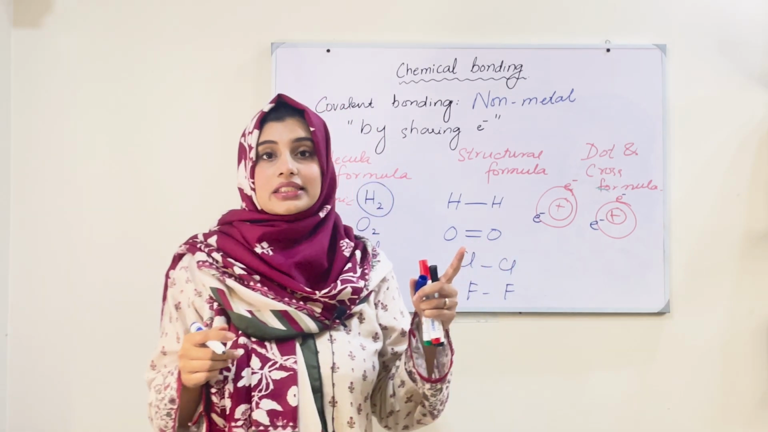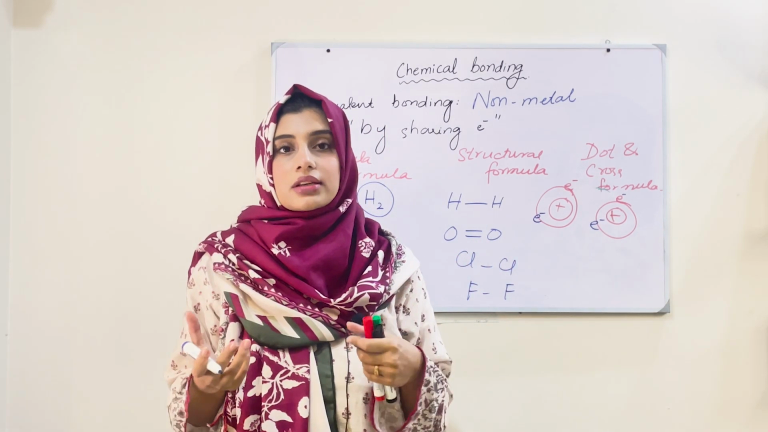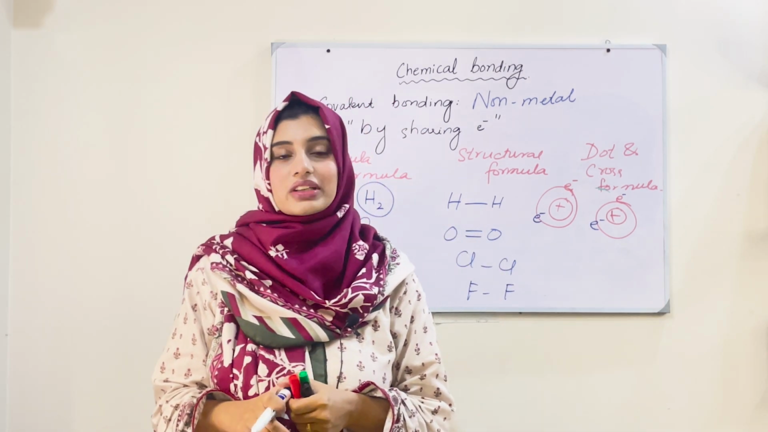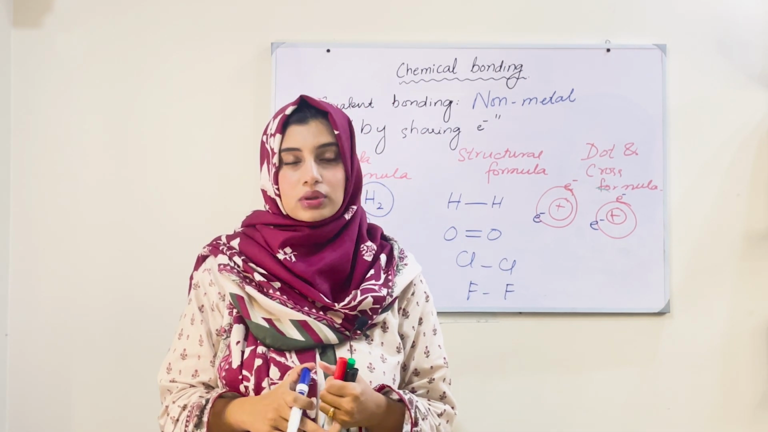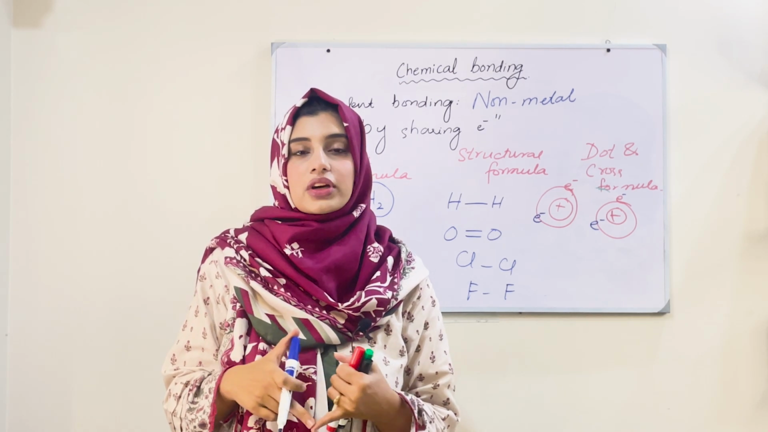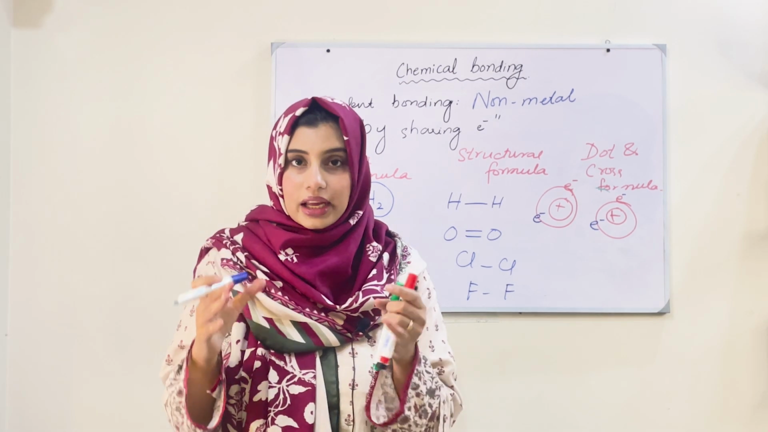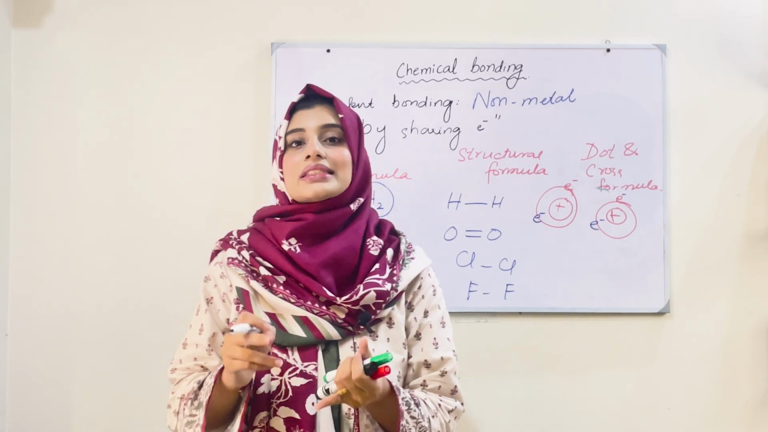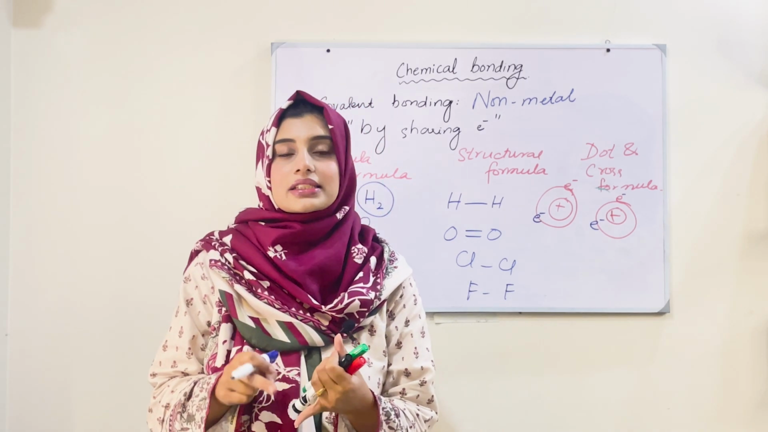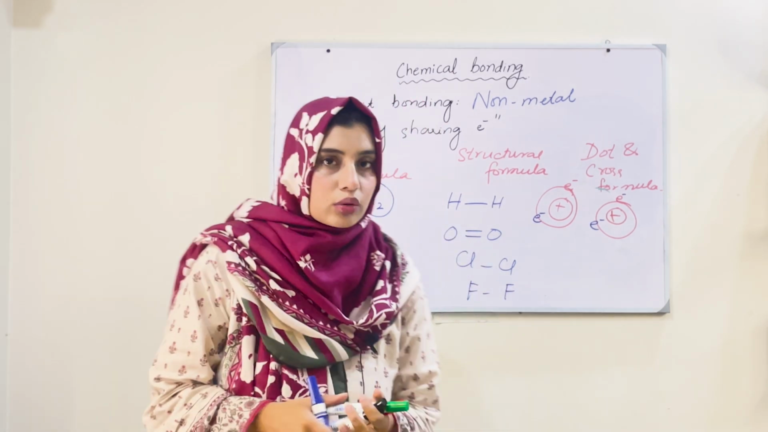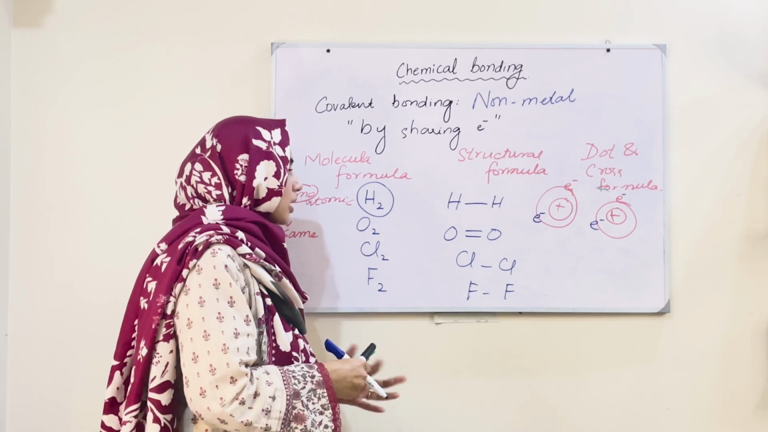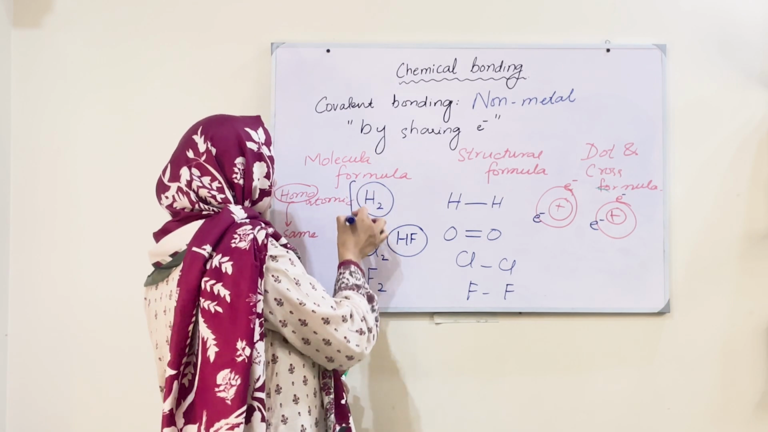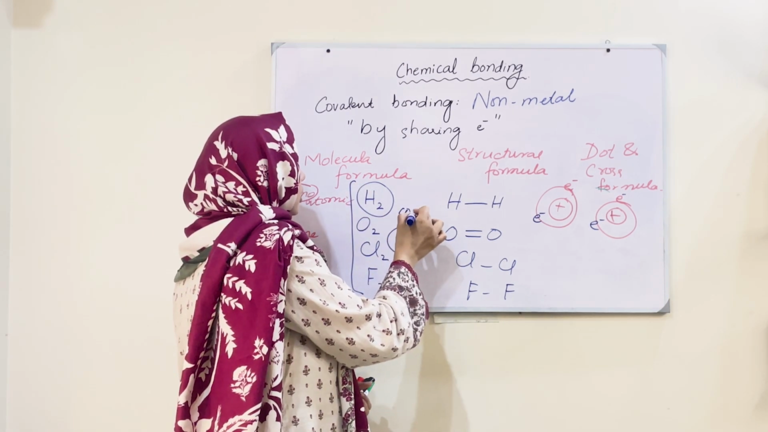If you can, revise the previous topics or see my lectures. I told you the examples, definitions and differences between a compound and a molecule. A compound is formed when different elements combine together, like one is carbon, the other is hydrogen, and they combine together. When the same atoms, same elements, combine together, they form a molecule. For example, all of these are molecules, but HF will be a compound.